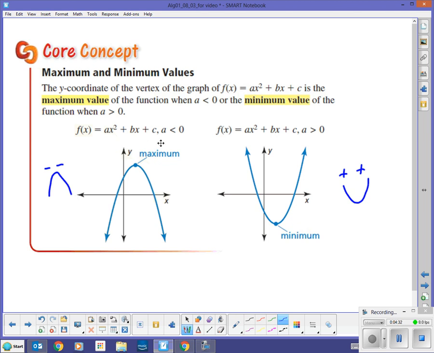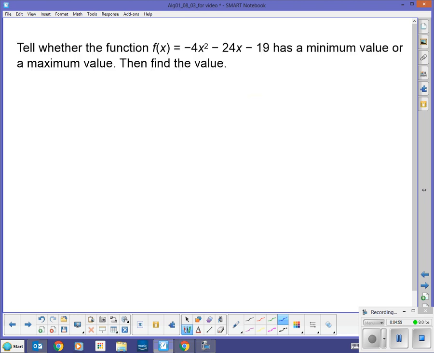Well, if a is negative, so if my leading coefficient up here is a negative number, then we'll have a maximum value. I'll have a vertex on top, and if I have a positive leading coefficient, then I'll have a minimum value because it's going to look like a smiley face. Okay, so that's kind of important to remember.